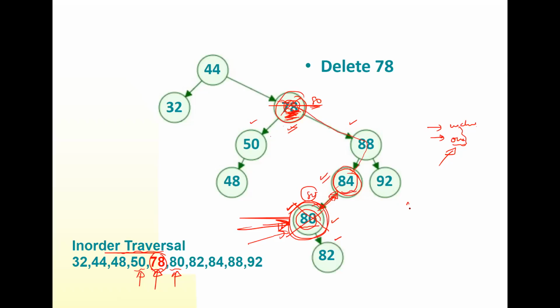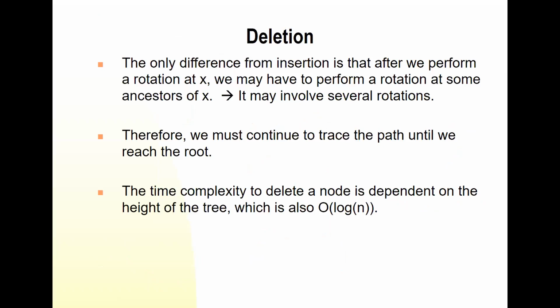If the balance factor of any of its ancestors is disturbed, that is, it is other than -1, 0 or 1, we have to perform the respective rotations just to balance that binary search tree after deletion of the node. Now, what is special about this?